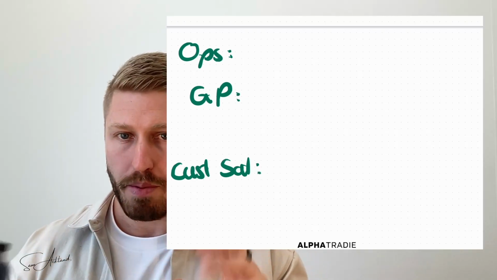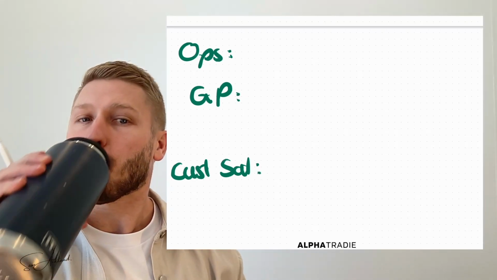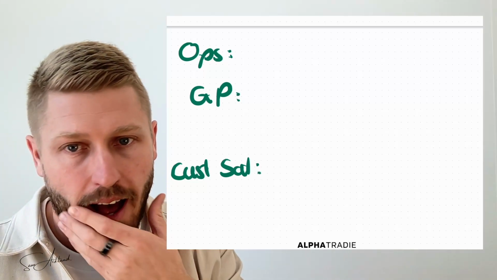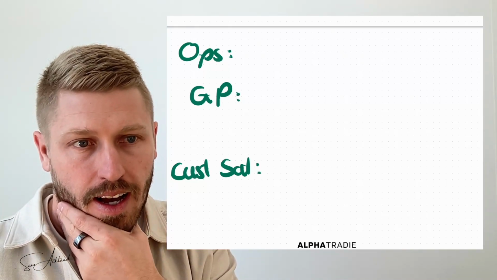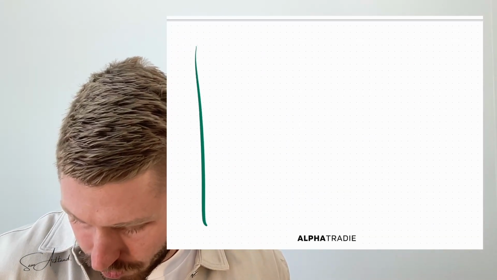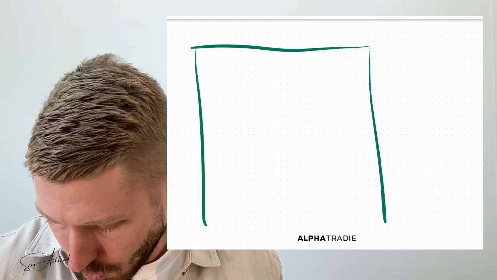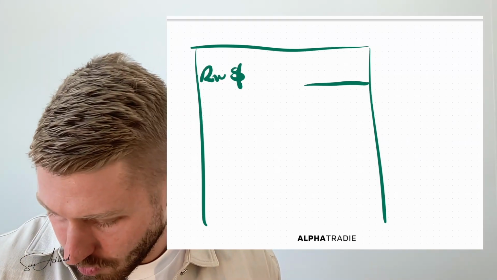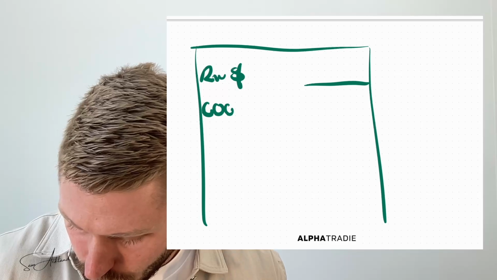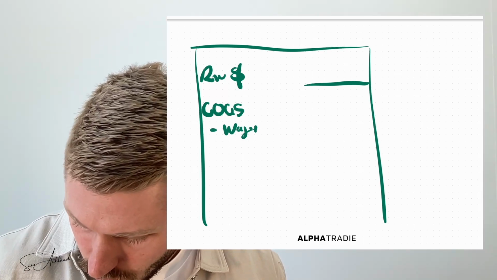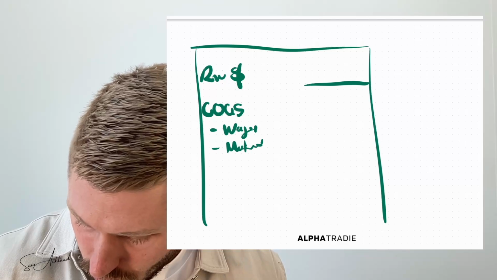So we're going to jump into this in a sec. We're going to open up Xero. We're going to have a look at our profit and loss. And I want you to make sure that when you're looking at your profit and loss, I'm actually going to draw this out here for you. When you're looking at your profit and loss, we want to have revenue. Revenue will sit over there. We want to have cost of goods sold. And under cost of goods sold should be wages and materials.